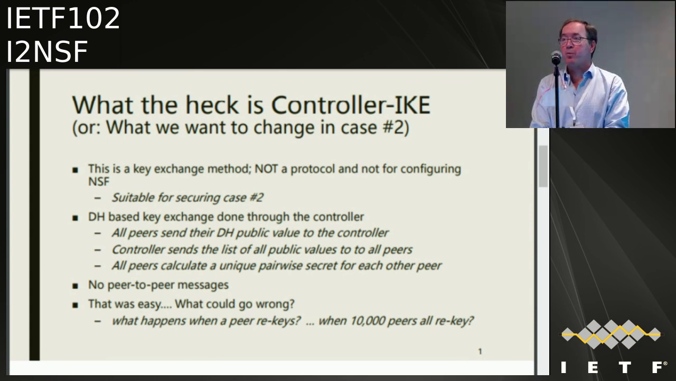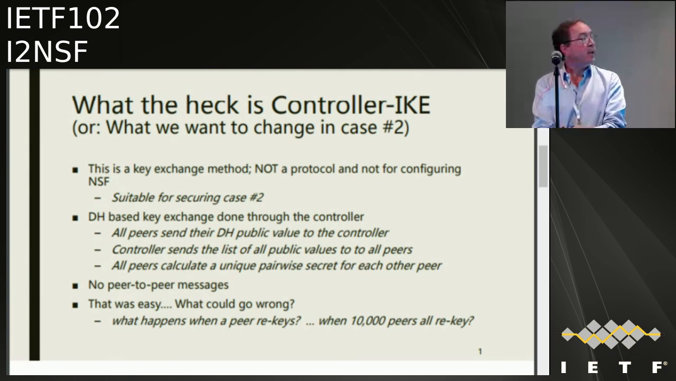The concept is really simple. We're doing Diffie-Hellman. So each peer creates their own Diffie-Hellman pair. They're going to send their public values up to the controller. The controller will distribute out an entire list of everybody's public keys. And now every node can create a shared secret with every other node in the network. It's pretty simple. There's no peer-to-peer messaging needed.